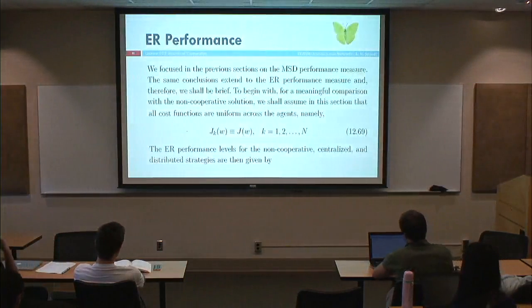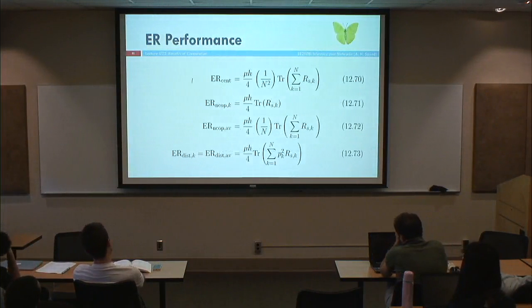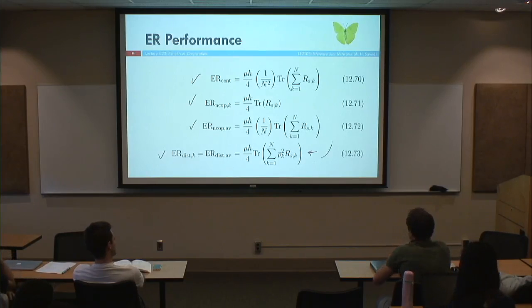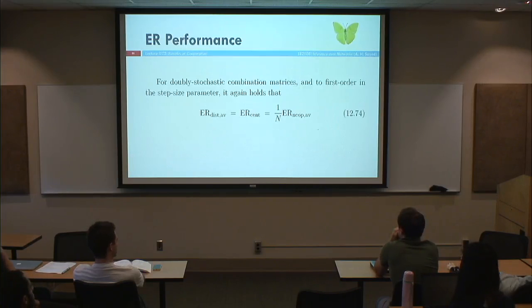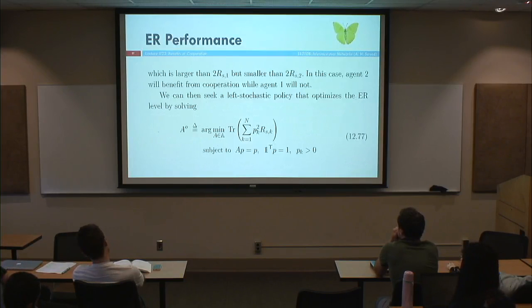In this case, I'm assuming all the agents are interested in minimizing the same risk function, okay? These are the expressions, just like for the MSD we had before. Again, when you have doubly stochastic, this will match the centralized. It will be better than the average, but not necessarily better than the individual. Same issues. Again, not necessarily better, and I give an example here of 2 agents.